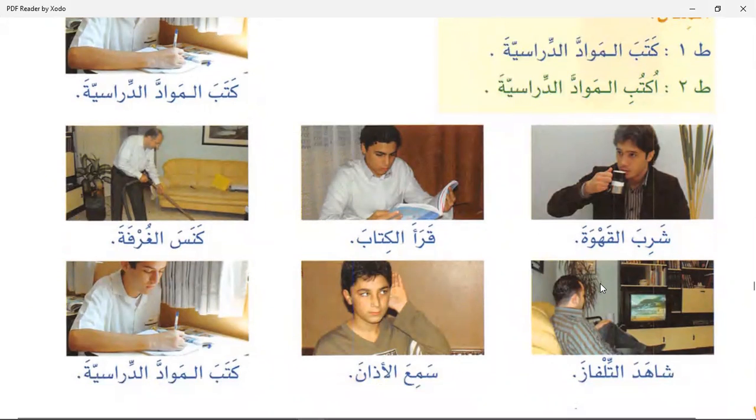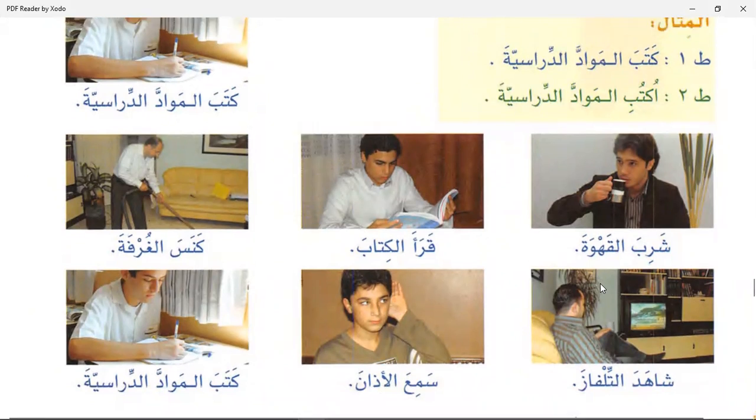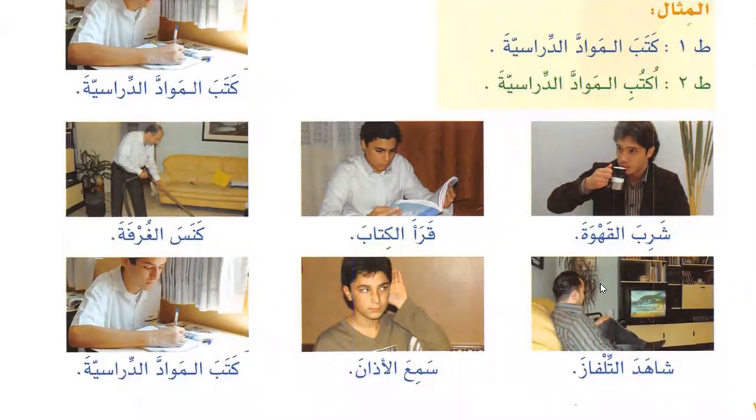Bismillah. Kataba al-mawadda ad-dirasiyata. What is its meaning? He wrote the subjects. This also I should read, sir. He wrote the subjects. Next, Miss Khatija. اكتب المواد الدراسية. Write the subjects.